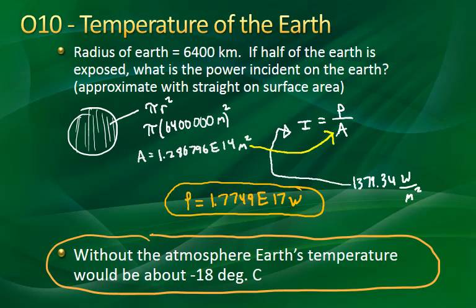Now, what's interesting about this is that without the atmosphere, the Earth's temperature would be about negative 18 degrees Celsius, which is far too cold. So we have the greenhouse gases that are needed to keep the Earth's temperature where it needs to be.